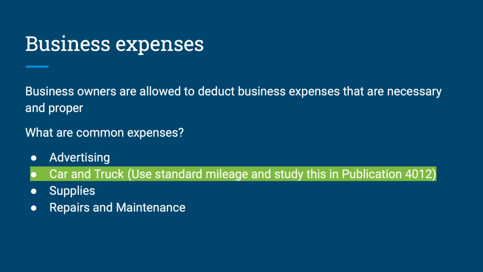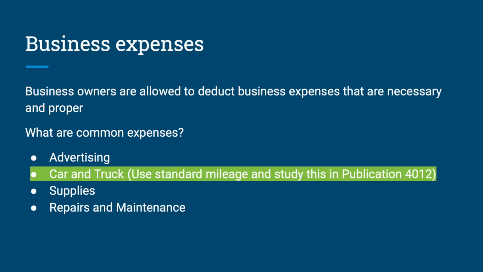And so business expenses here, and we probably all have a decent understanding of what this means, but business owners are allowed to deduct business expenses that are necessary and proper for their business. So this will fluctuate depending on the industry that the taxpayer is in, and we can generally take their word for it that the expense is necessary and proper unless it's something absolutely egregious that we know is not necessary and proper. And so what are some common expenses that we will see business owners try to subtract from their business income? So for example, we'll often see advertising, we'll see supplies, and we'll see repairs and maintenance.